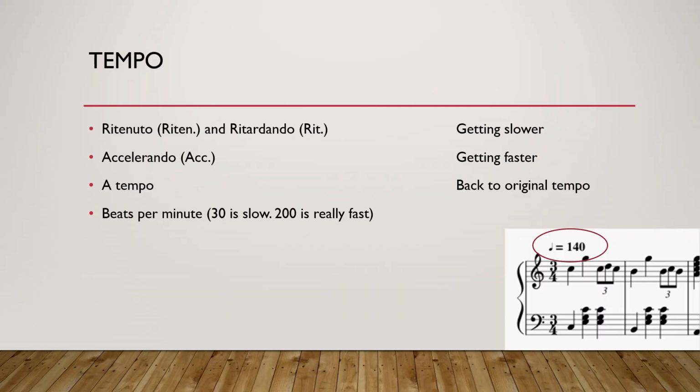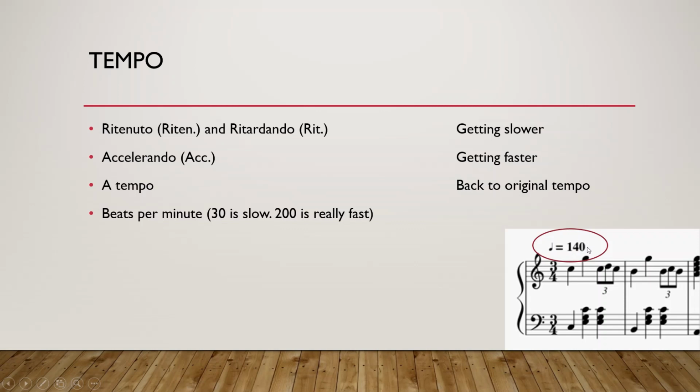And the last thing is about tempo, because that's really important. We have a lot of words for tempo. You have a lot of Italian words like moderato, largo, adagio. I'm not going to talk about that because that's not really beginner stuff. But the easiest way of notating tempo is, as you can see right here, quarter note equals 140.